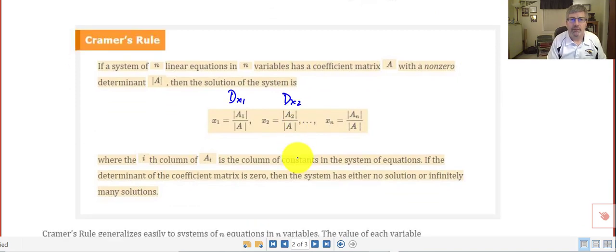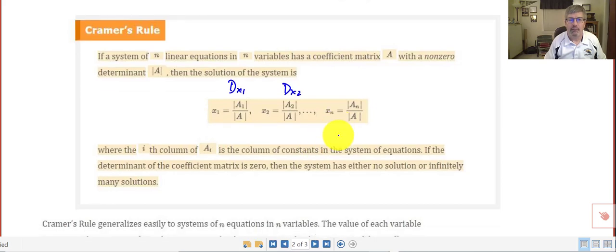In Cramer's rule, if a system of n linear equations in n variables has a coefficient matrix A with a non-zero determinant, then the solution of the system is x sub 1 equals the determinant of A sub 1 over the determinant of A, x sub 2 equals the determinant of A sub 2 over the determinant of A, and so forth. In our examples, we've been using Dx1 and Dx2, where the ith column of A sub i is the column of constants in the system of equations. If the determinant of the coefficient matrix is 0, then the system has either no solution or infinitely many solutions.